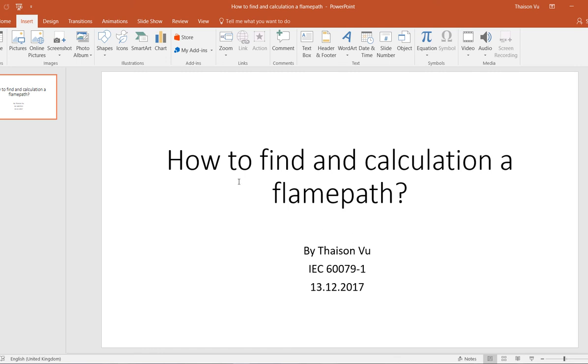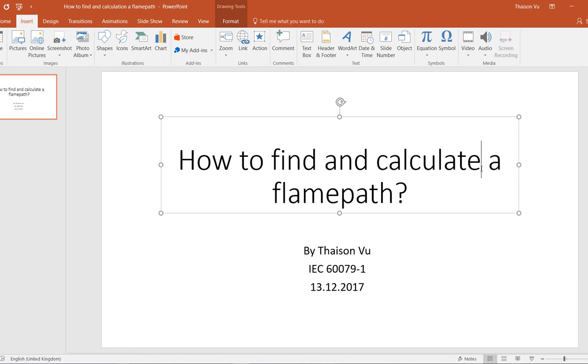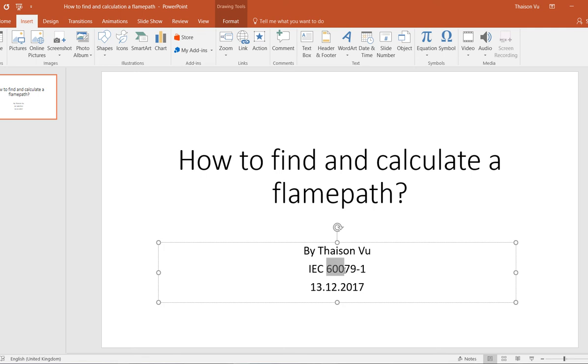Today I will show you how to find and calculate a flame path. Calculating the flame path is related to EX only. Equipment, motors, and the standard is 60079-1.